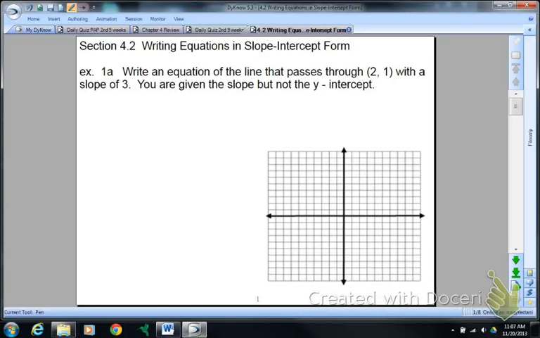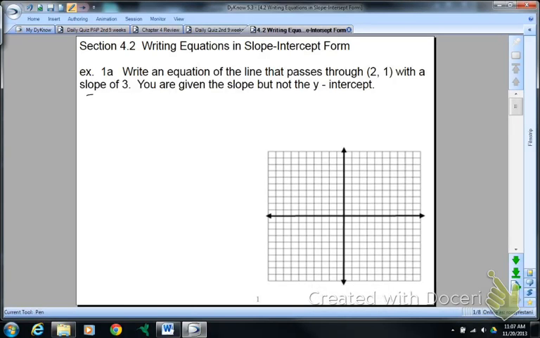Okay, this is section 4.2, writing equations in slope-intercept form. Example 1a: write an equation of the line that passes through (2, 1) with a slope of 3. Now, last night's homework, you were given your m and you were given your b, and it was very easy, you just plug in your m and your b. That is not the case today.